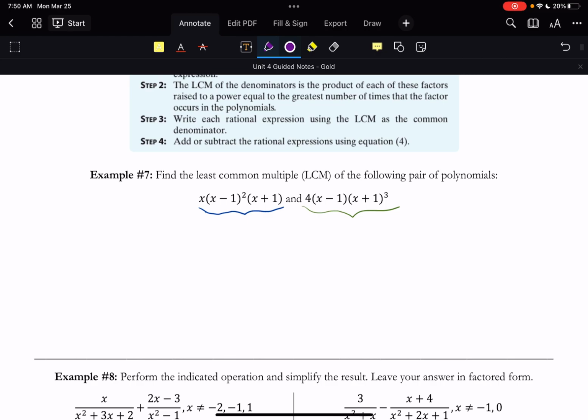So what I do is I take a look. In the green polynomial on the right, I have a whole number of 4.